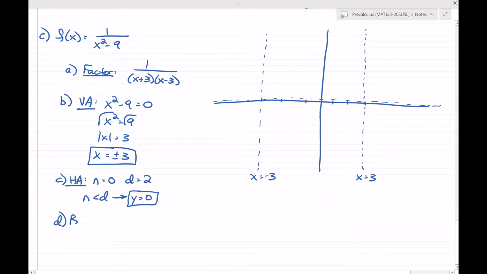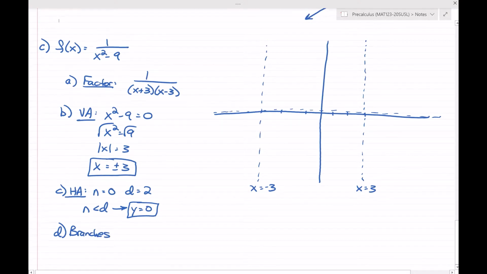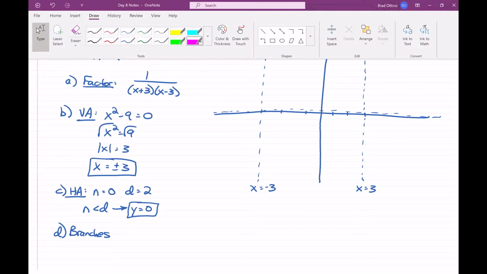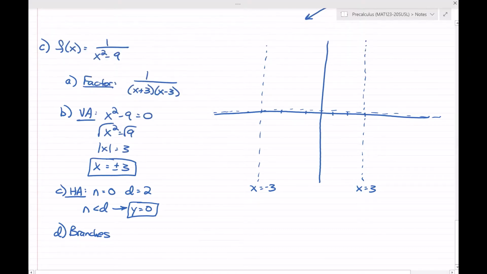And now let's find our branches. Because we do have an extra vertical asymptote, that's just one more number we're going to have to test. But I'm going to plug in to the left and to the right, just like we usually do. So we're really just plugging in a couple more numbers, but let's plug those in and see what our points look like.